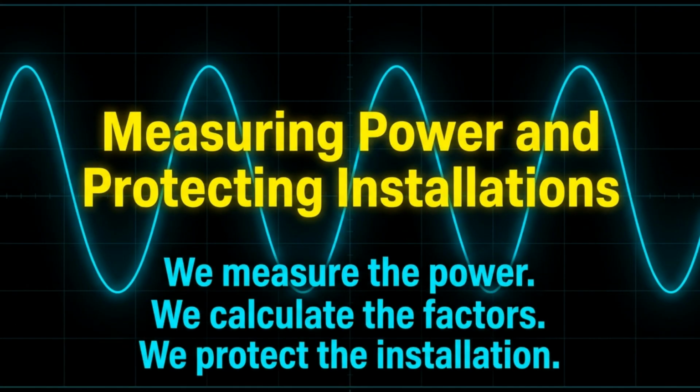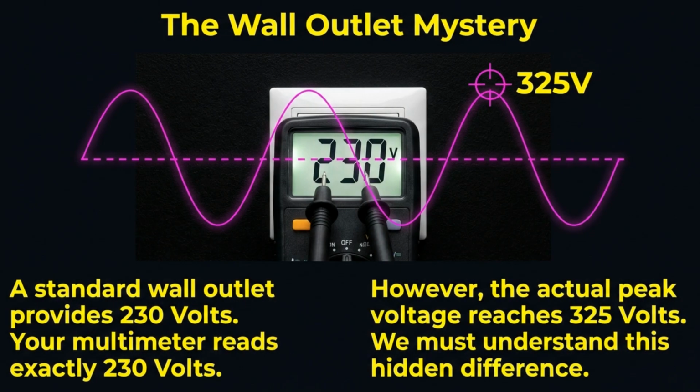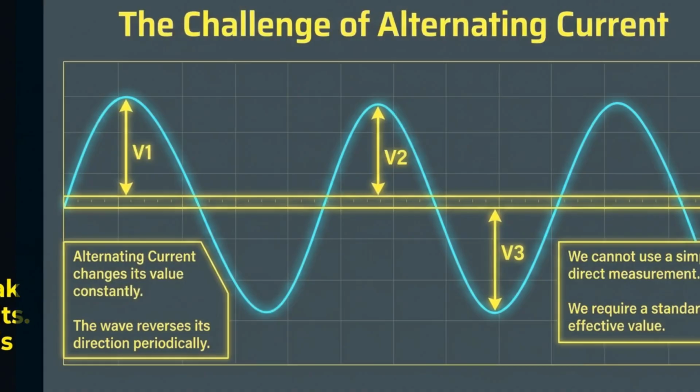To work with electrical systems, we must measure power, calculate various factors, and ensure we properly protect installations. This video explores the fundamentals of these measurements. Why does your multimeter read 230 volts for a wall outlet when the peak voltage is actually 325 volts? Understanding this discrepancy is key to working with alternating current.